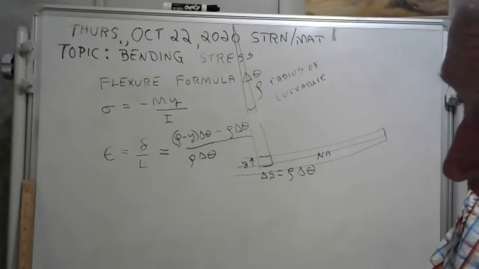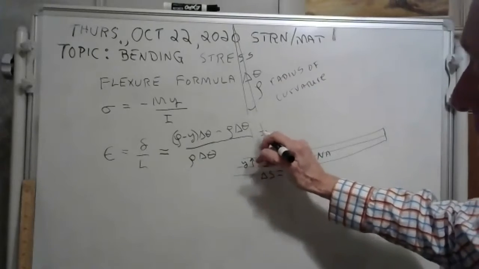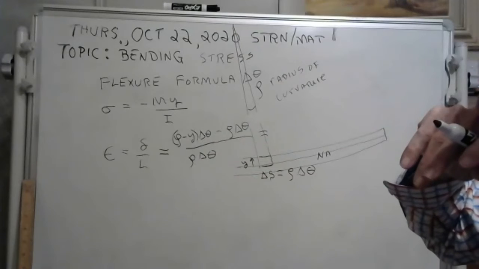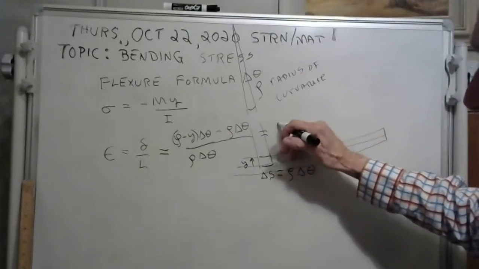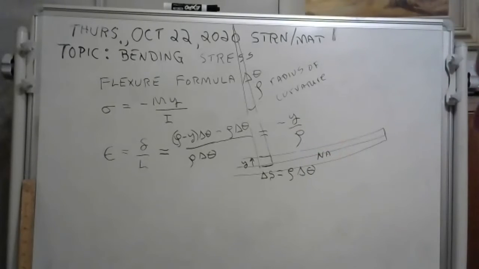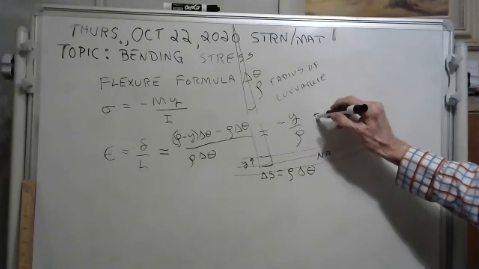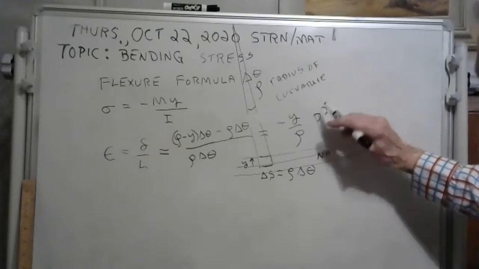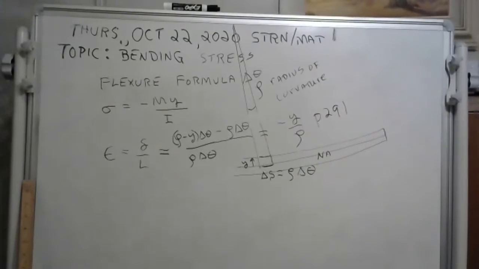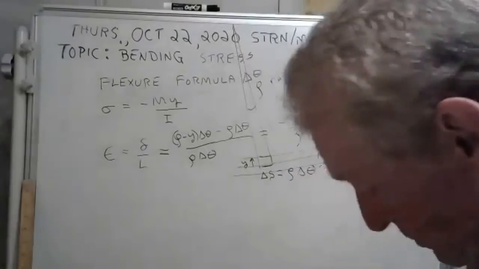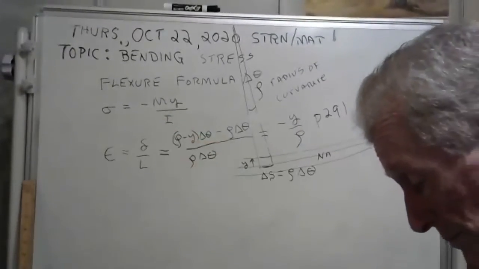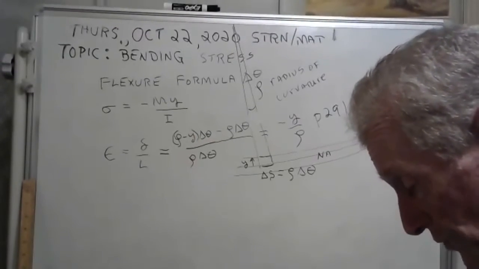Hey, look, if you don't understand this, read the book. Now, you can get rid of some of this stuff, and here's what's left. Can you get to there with me? It's also in your book on page 291. You could read the book. Now I've got to hurry. I only have 7 minutes, and I want to show you where they get this flexure formula. But so far, so good.